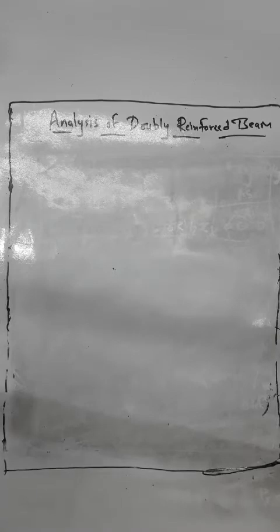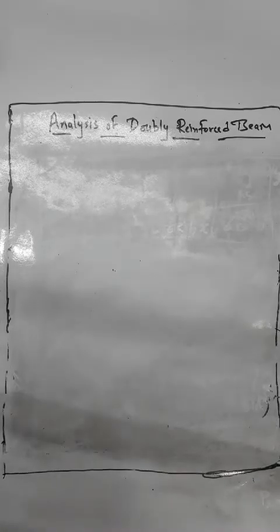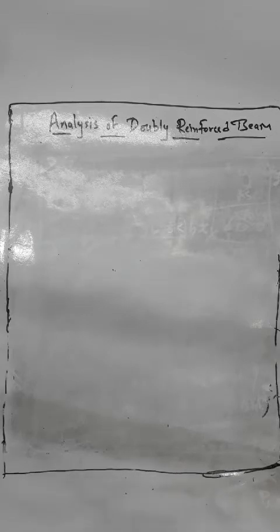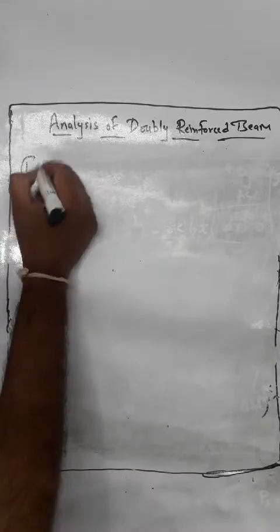In this lecture, we study the numerical problem based on a doubly reinforced beam by the limit state method. In our previous lecture, we discussed the formulas for finding the moment of resistance for the case of a doubly reinforced beam. So we apply that formula here and find the solution. Here we take one problem.